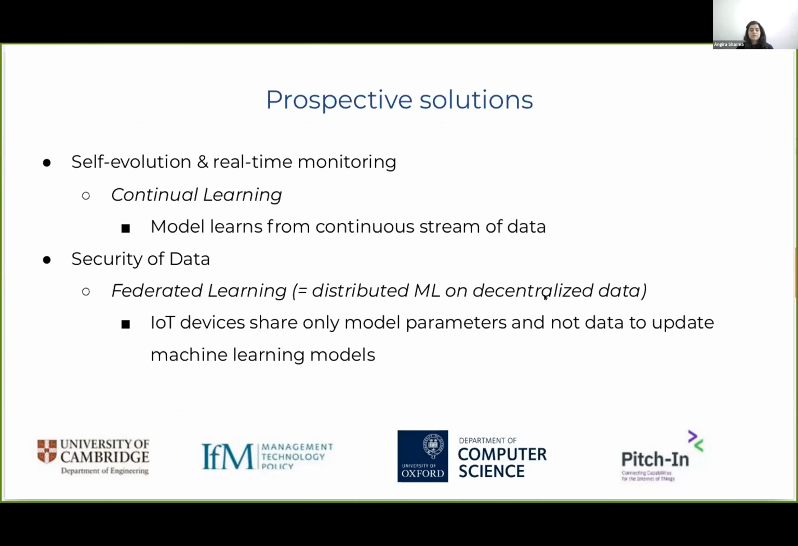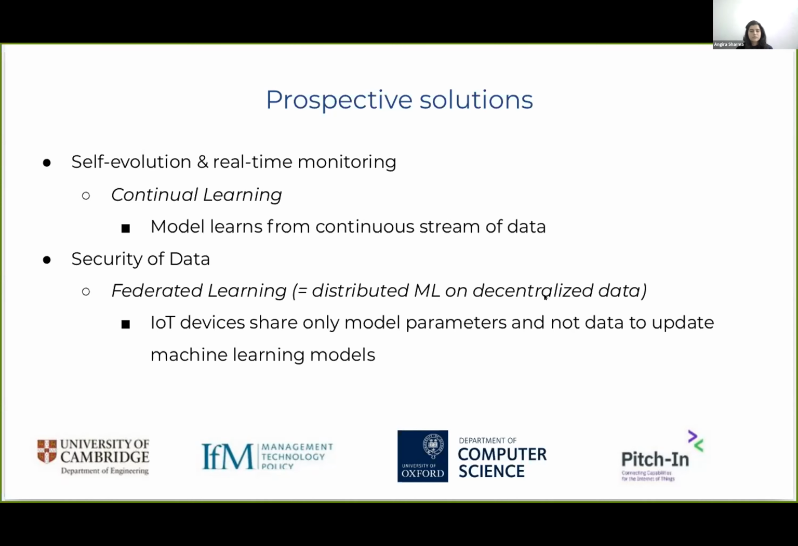So to work on these, we are looking at some solutions. The first one is about self-evolution and real-time monitoring. Because a digital twin is supposed to be constantly updated and supposed to monitor the real-time state of the physical prototype, it needs to continuously evaluate the stream of data that it's receiving. So we are proposing a continual learning framework for this, which is a machine learning methodology to continuously update its parameters based on the data that you're receiving.